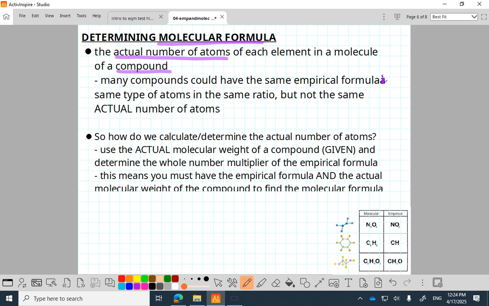You have to be given what the actual molecular weight or molar mass of the compound is. You have to know kind of the answer-ish, and then we are going to figure out what number we should multiply by to get to the molecular formula. So we just went the other way. We knew what the molecular formula was. So C6H6, we could divide by 6 to get the empirical formula. These type of questions, we have the empirical formula. What do we multiply by to get the molecular? That's what we're going to figure out.